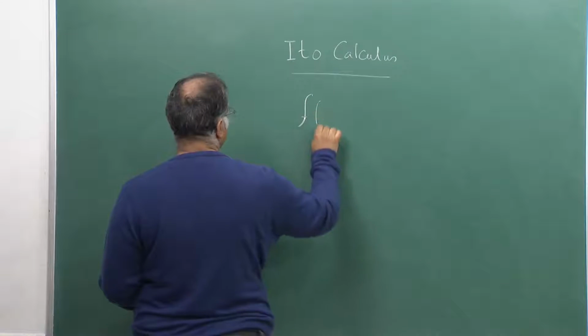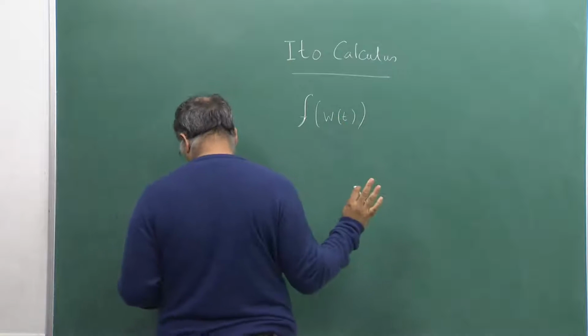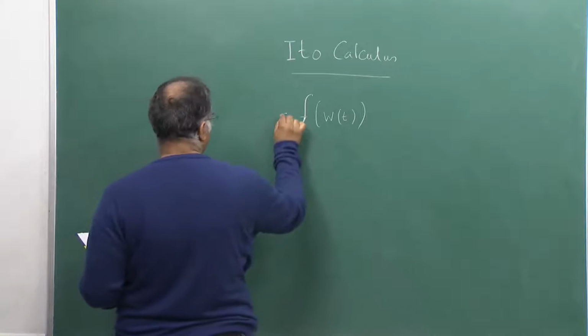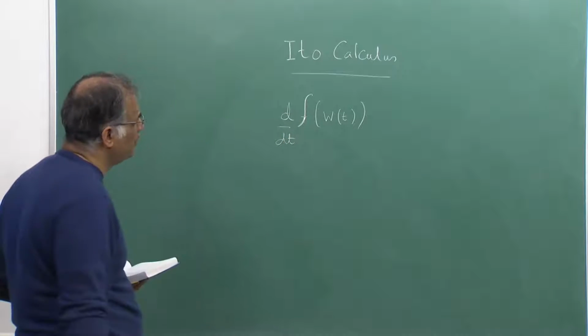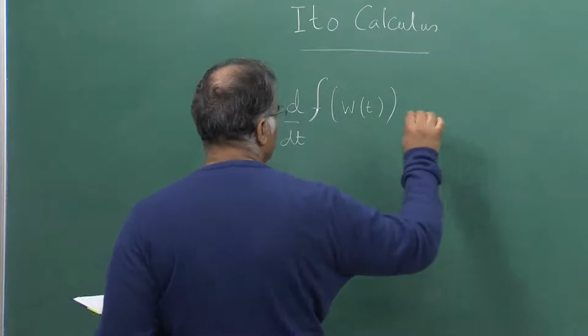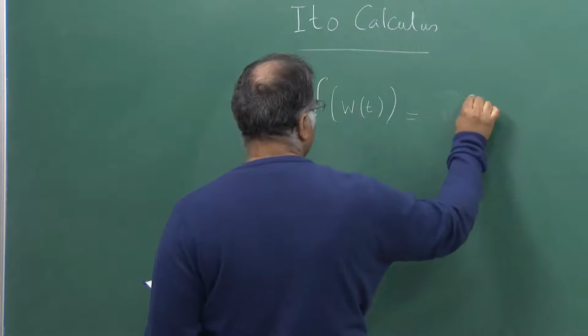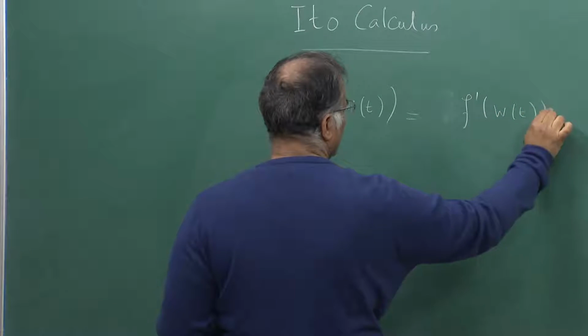a function f of Wt, and assume that Wt is differentiable, which you know that it is not, but just for the heck of it, just to gain some insight. So if you take a derivative, it is exactly equal to, if you use the chain rule, f dash of Wt into W dash t.